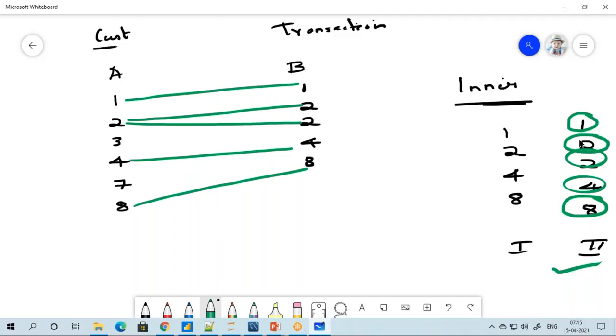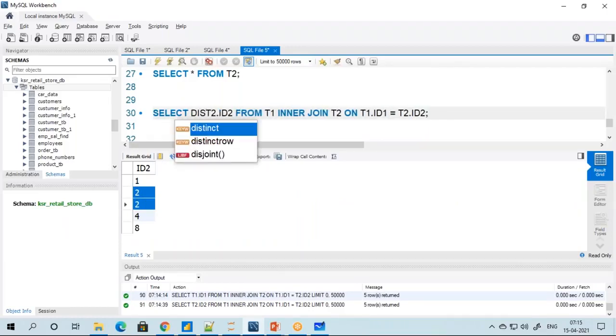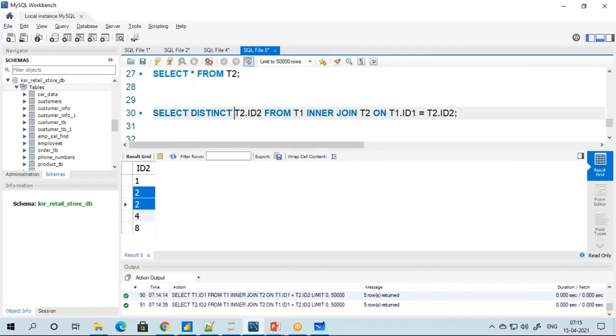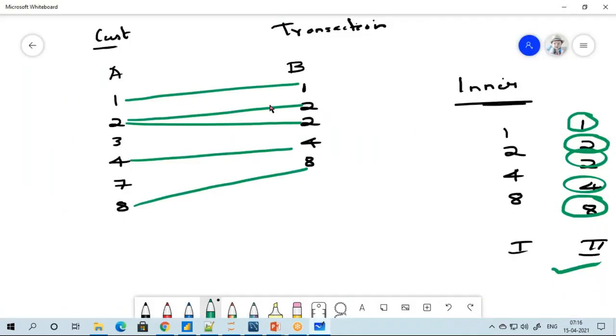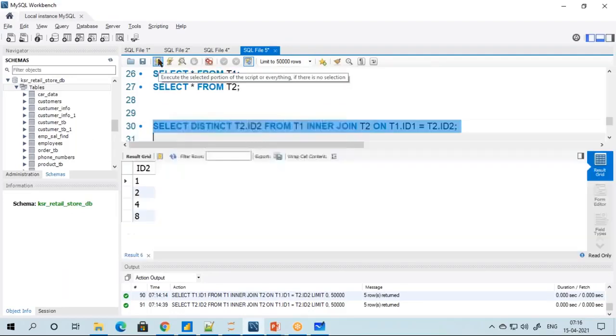Okay, but what happens is you can avoid this. How you can avoid? By using distinct. Yes, I just need only one time. I don't need 2 times. I understand that 2 times you are matching. The records have been matched 2 times. One person has purchased 2 times, but that is fine. I need only once. You call him only once.